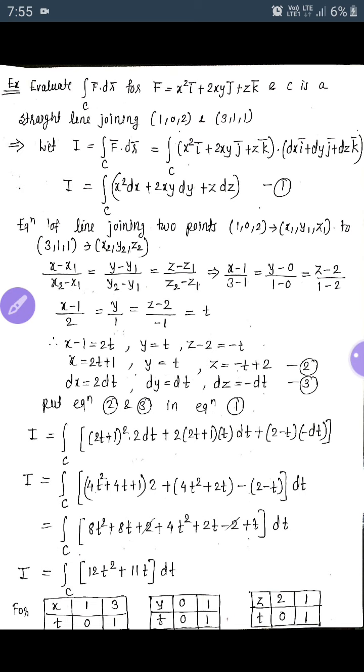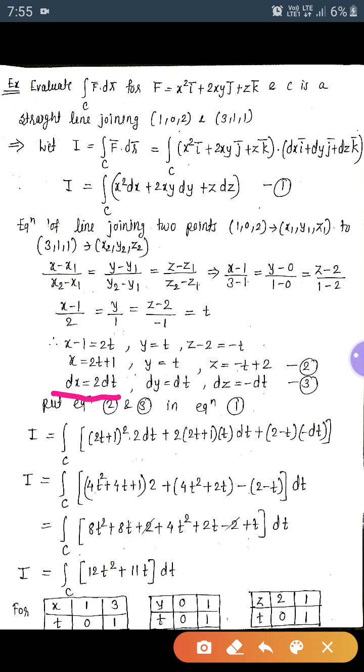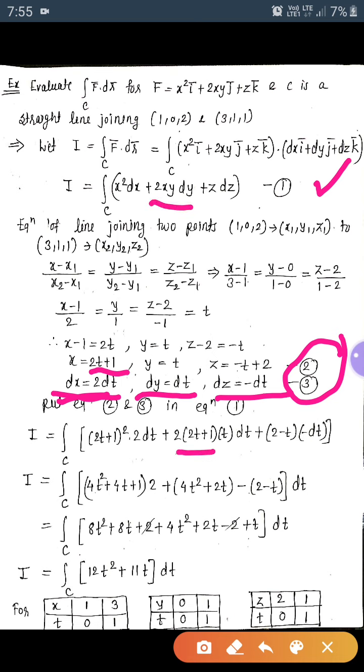But what we want? We want dx also. So dx is equal to 2 dt, dy is equal to dt, and dz is equal to minus dt. Now substituting these in equation number 1, I is equal to integral over C. What is x squared? x squared is (2t plus 1) whole squared multiplied by dx, which is 2 dt, plus 2 times x into y. So x is 2t plus 1 and y is t, multiplied by dt. And next, z into dz. The z value is 2 minus t, and dz is minus dt. So this is (2 minus t) into minus dt.